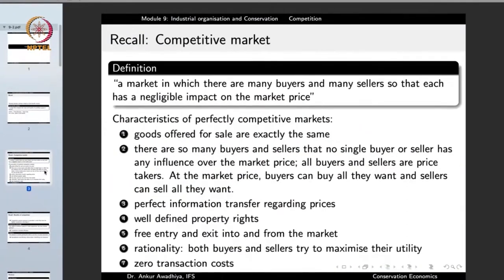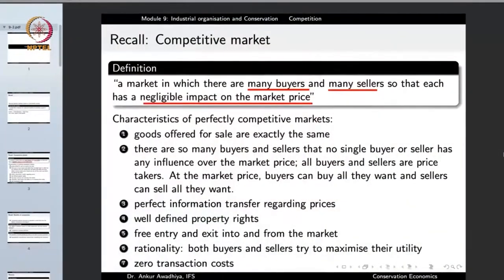And we also had a look at a competitive market. So a competitive market is a market in which there are many buyers and many sellers, so that each has a negligible impact on the market price. So essentially what happens in the case of a competitive market is that there are so many buyers and so many sellers that any one buyer or a group of buyers or any one seller or a small group of sellers is not able to make a big change in the market prices, which means that these people are price takers. That is, the buyer will have to take the price that is being offered in the market, and the seller will have to sell at the price that is being offered by the market.